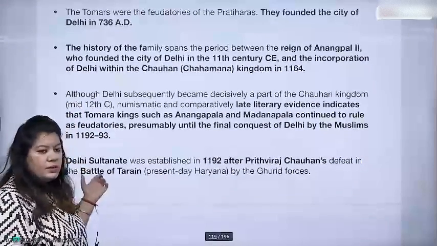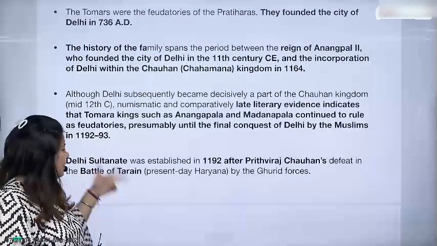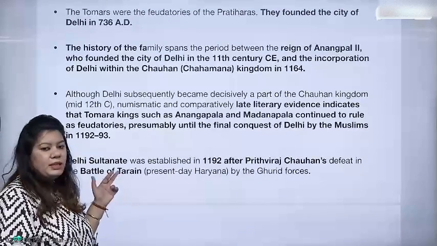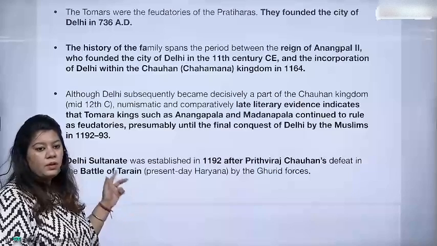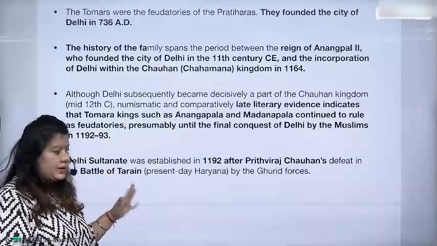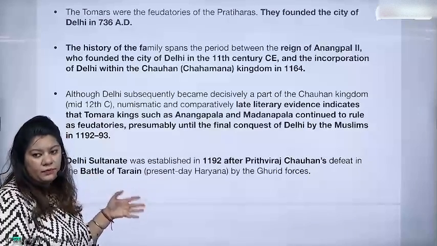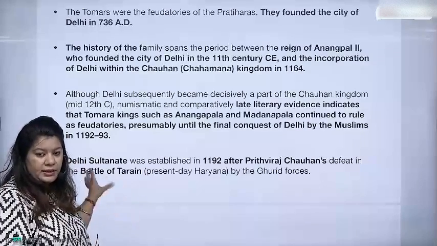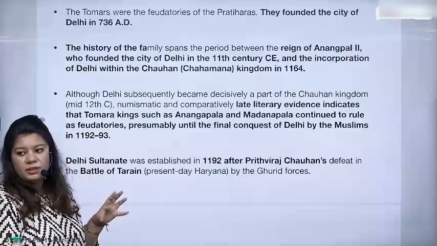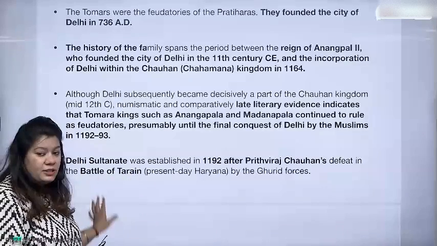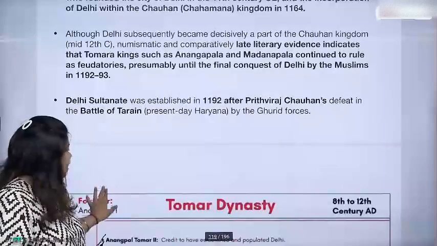After the Tomars, Delhi Sultanate rule was established in 1192. Specifically, a battle is very famous, that is Battle of Tarain, where Prithviraj Chauhan was defeated. So Delhi Sultanate established its rule in Delhi in 1192 after the Battle of Tarain. ठीक है?